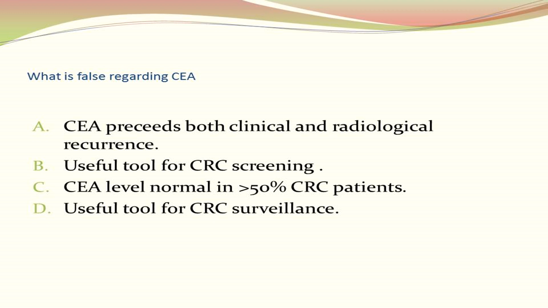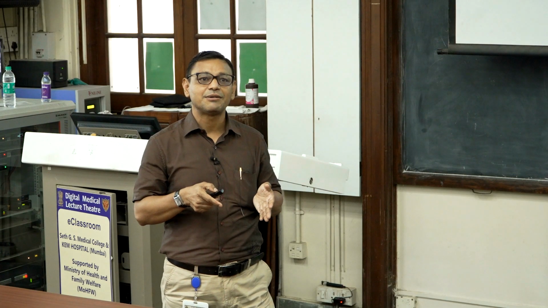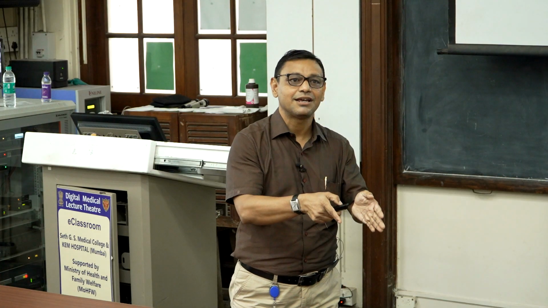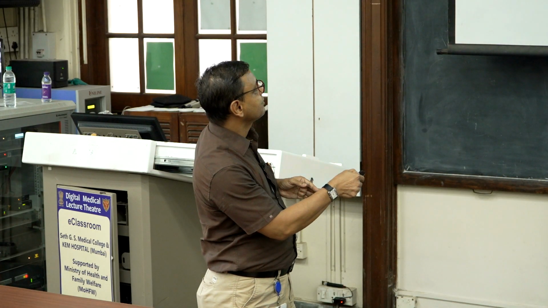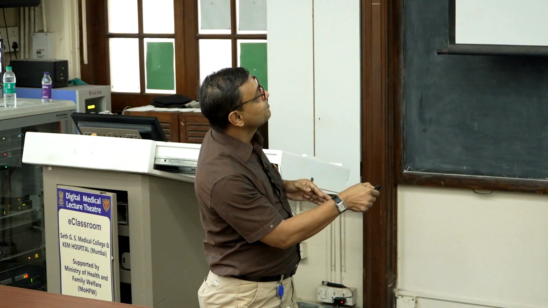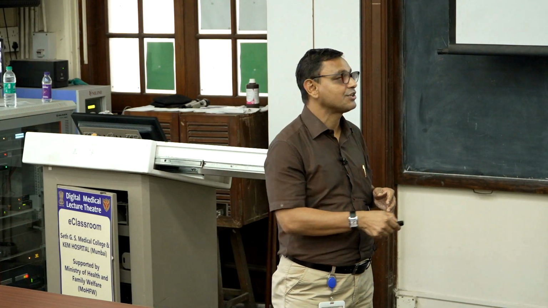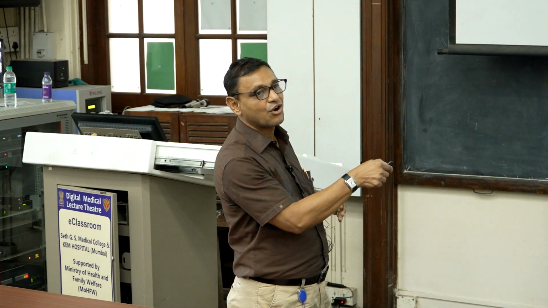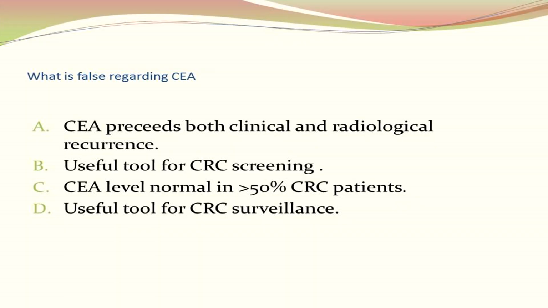Useful tool for CRC surveillance. Surveillance means basically post-op follow-up. So definitely it indicates whether the patient is going to develop recurrence or not, or metastasis or not. The problem here is useful tool for CRC screening. Screening means we use it only when it indicates 100% that this is cancer. But you just said that CEA can be normal in more than 50% of patients. How can you use it for screening? So this is the wrong answer. Understood or not? So it's not used for screening, but it can be used for surveillance. There's a difference here. Remember that.